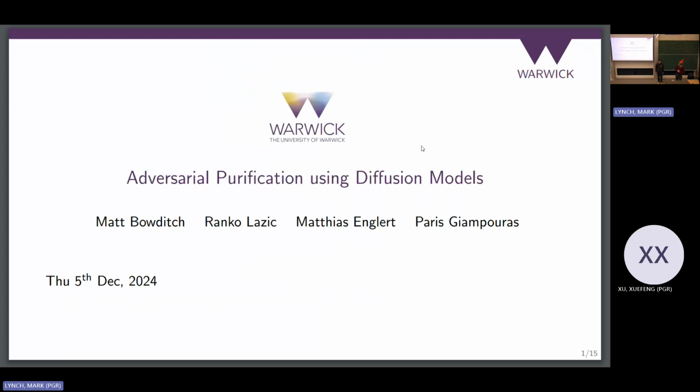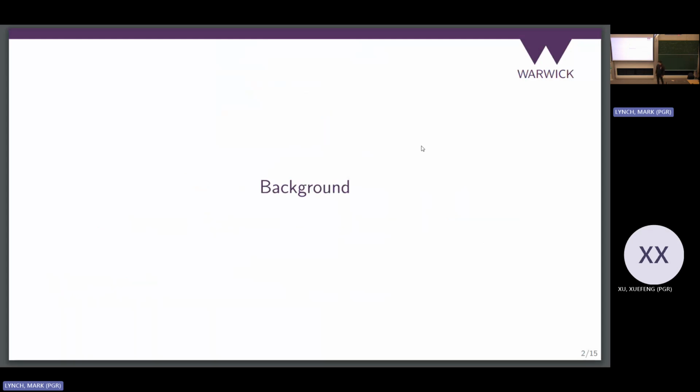First of all, we'll hear from Matt Bowditch talking about adversarial purification using diffusion models. Okay, hi everyone. I'm going to be talking to you about adversarial purification using diffusion models. I'll explain what that all means, first with some background.